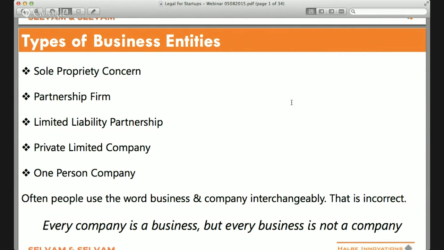I often hear people use the words business and company interchangeably. Well, that's colloquially fine, but that's legally not all right, because every company is a business, but not every business is a company. There are 5 forms of business organization, like we just saw, that is possible in India.